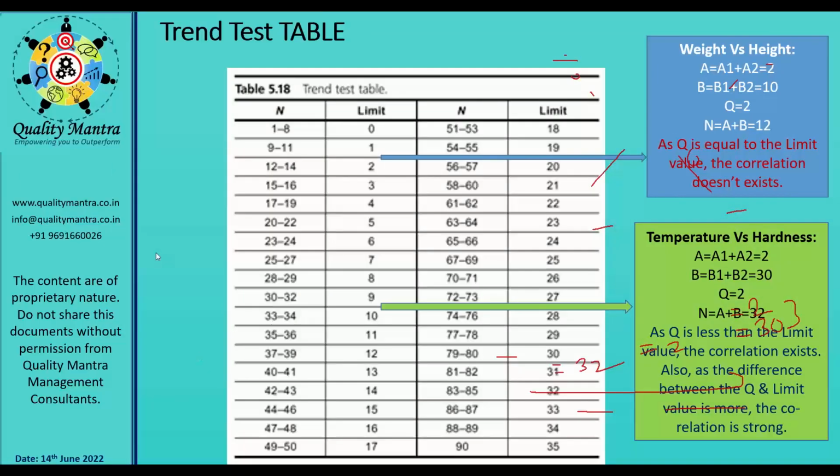This is the test table. What was the value of N? It was 32. So it is between 30 and 32. And what is the limit value? It is 9. And what was the Q? The value of Q was 2. And 2 is less than 9. It means it is correlated. The data is correlated. ठीक है? As Q is less than the limit, the data is correlated.